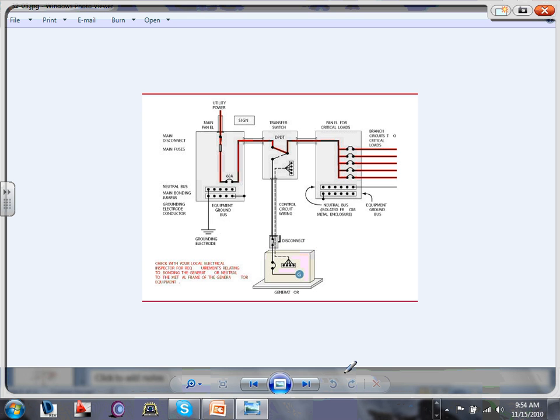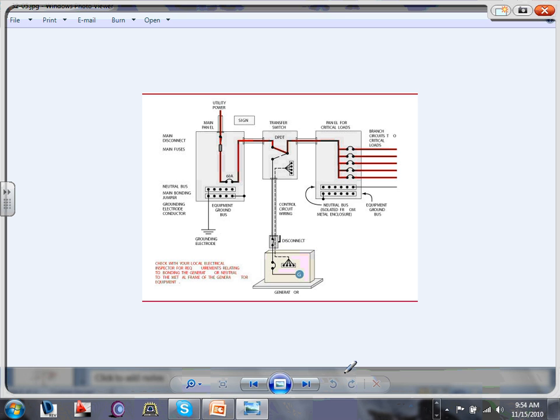So what does that mean? It means your auto transfer switch is different if you have a separately derived system. You have to have a 4-pole. If you are a non-separately derived system, the only thing I need to do is transfer the 3 phases, or the 2 hots in a single phase. Okay, does that make sense?